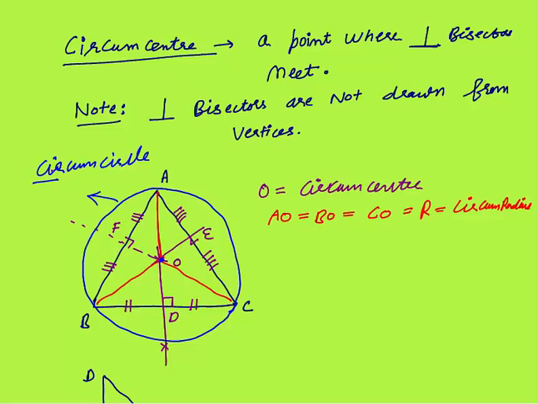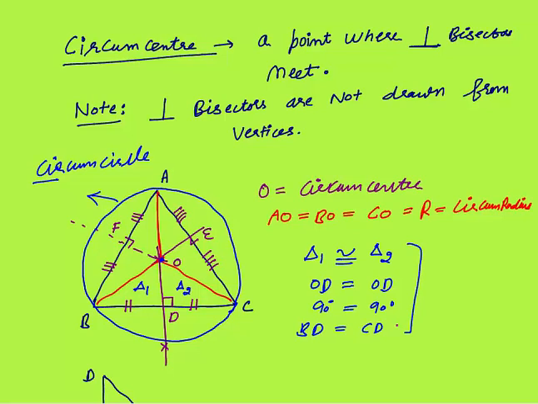We can easily prove that. This is triangle 1, this is triangle 2, I am taking. Triangle 1 is congruent to triangle 2. How are they congruent? You can see that OD is the same, the 90-degree angle is the same, as well as BD is equal to CD. So they are congruent by SAS, side angle side.